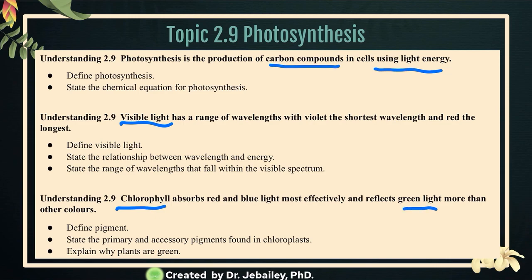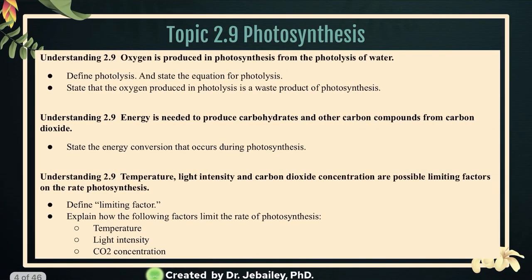the yellow sometimes. Moreover, we're going to talk about how oxygen is a product of photosynthesis, and it comes out from the photolysis of water. We're also going to talk about how energy is needed in order to produce the carbs, right? Without energy, you cannot produce carbohydrates, and we also need carbon dioxide in order to produce glucose.